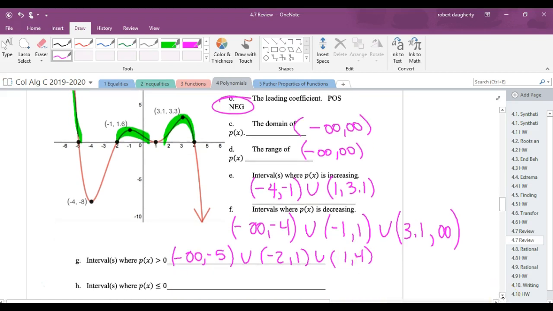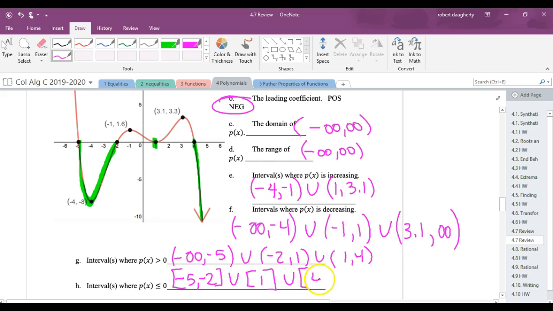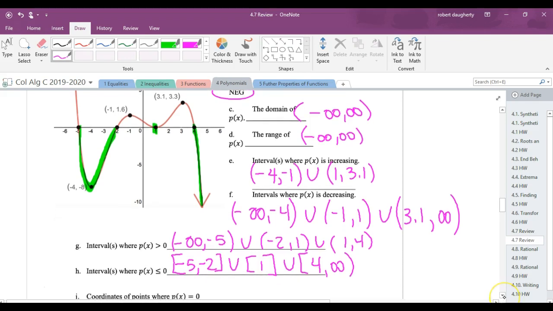Where is this function less than or equal to 0? So less than or equal to 0 means below the axis. Right here and right here. And because it says less than or equal to 0, I have to consider that moment right there where it's equal to 0. So that is from -5 to -2. It also happens at 1. And then it happens from 4 to infinity. So that is where it is less than or equal to 0.